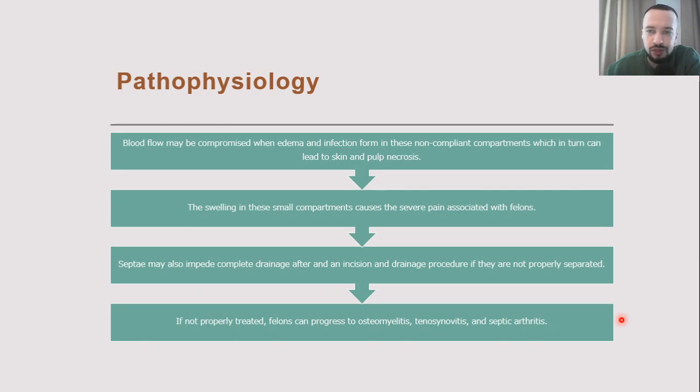non-compliant compartments, which in turn can lead to skin and pulp necrosis. The swelling in these small compartments causes the severe pain associated with Felons. Septa may also impede complete drainage after an incision and drainage procedure if they are not properly separated. If not properly treated, Felons can progress to osteomyelitis, tenosynovitis, and septic arthritis.